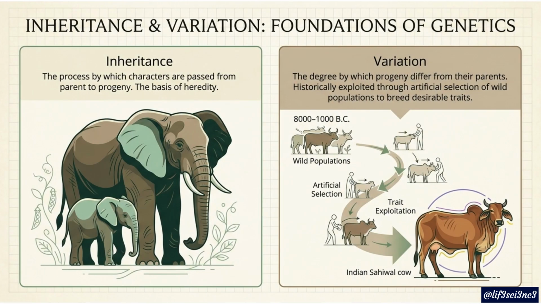Before we get into the science, let's establish some foundational terms. Inheritance is the process by which characters are passed from parent to progeny. It's the absolute basis of heredity. Variation, on the other hand, is the degree by which offspring differ from their parents. Interestingly, humans exploited these principles long before knowing the actual science. Between 8000 and 1000 BC, our ancestors used artificial selection on wild populations to breed desirable traits. A famous historical example of this trait exploitation is the Indian Sahiwal cow, bred for high milk yield through the selective breeding of wild cattle.